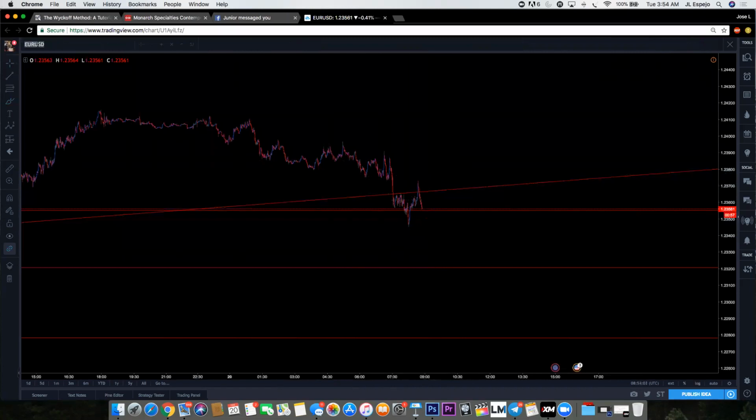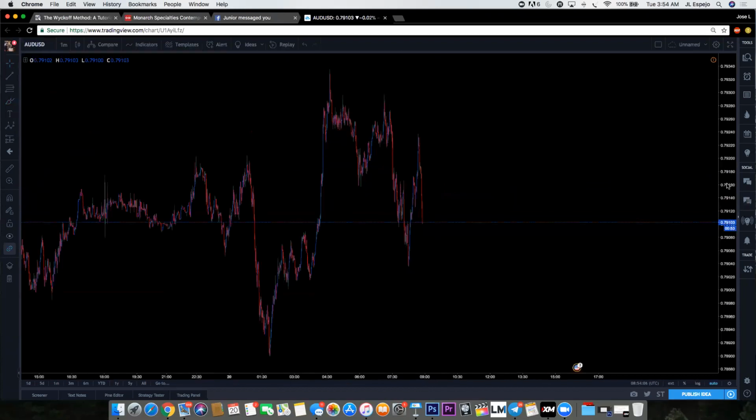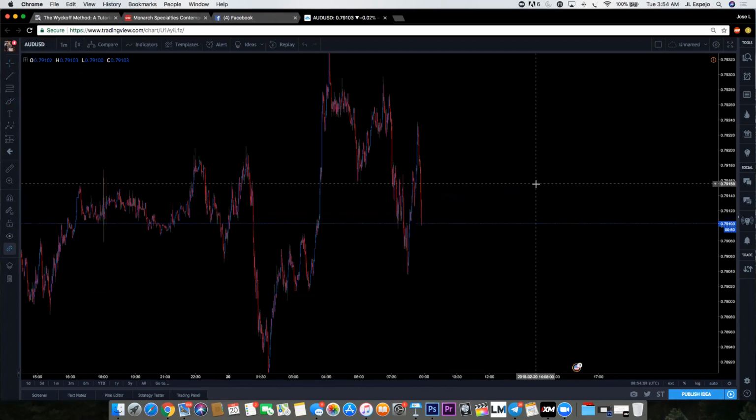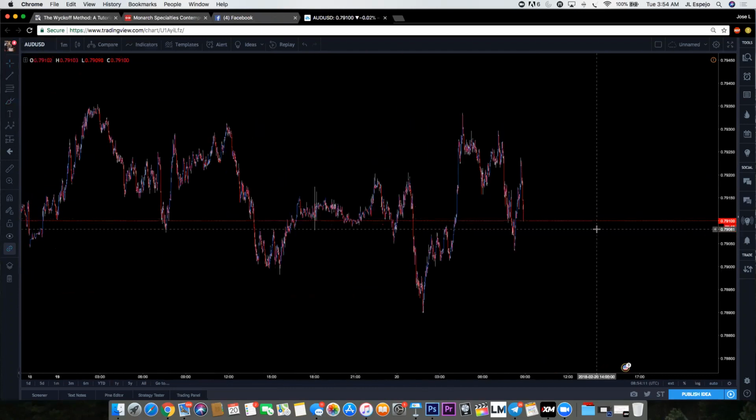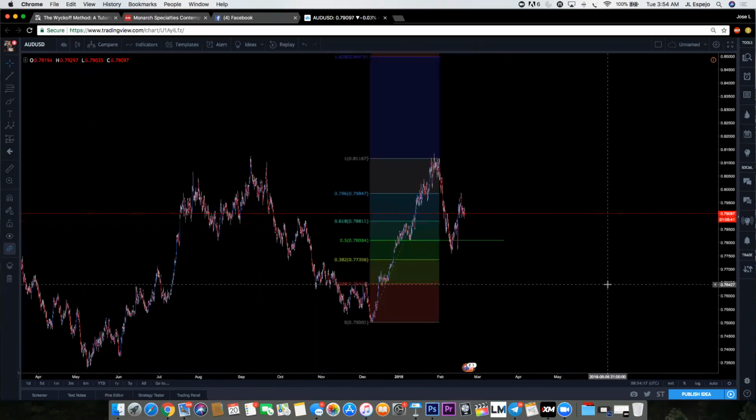Let's look at AUD USD. This is a trade I'm looking at. I'm selling this. I've been personally selling this, and I'll explain to you guys why. Cutting down all the way to the 4-hour chart.